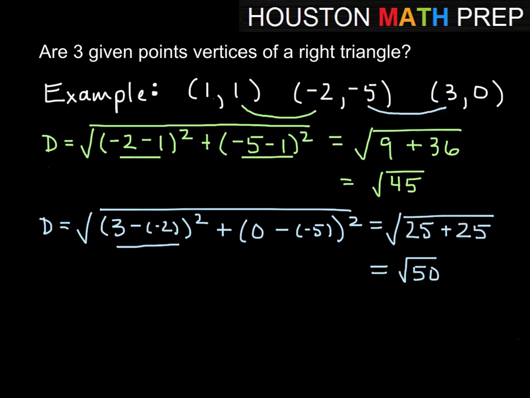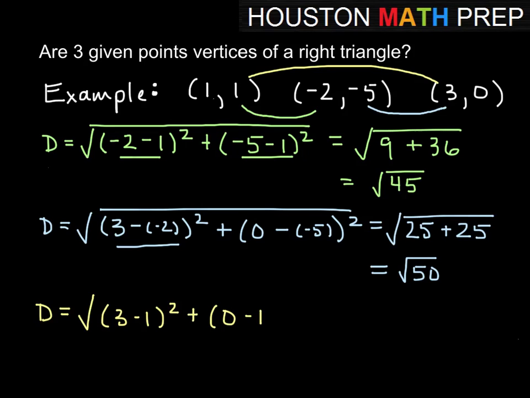I'm just finding these distances, and I'm going to end up plugging them into a formula anyway. So I'm not going to simplify. And then the last one, let's pair up the first and the last one. So the distance from 1, 1 to 3, 0. So that will equal the root of quantity 3 minus 1 squared plus quantity 0 minus 1 squared.